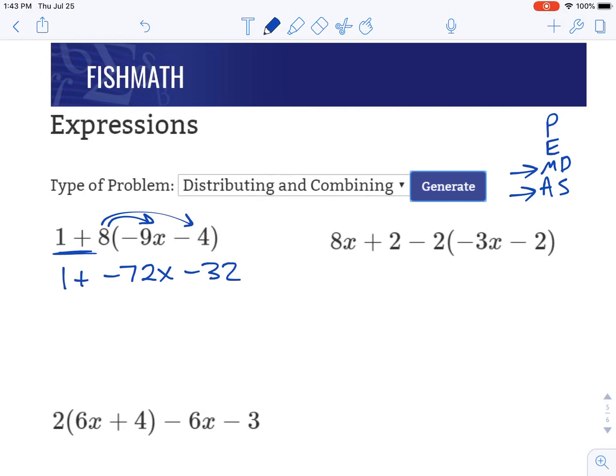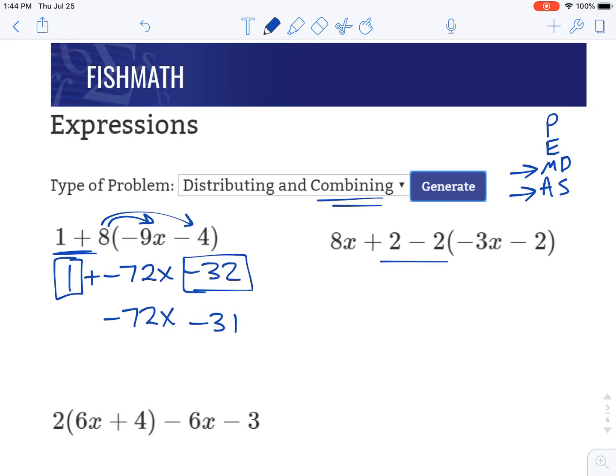And now from here we're going to combine like terms. We've got a 1 and we've got a minus 32. This little plus should probably be on the outside of it though, the positive 1. So a 1 and a minus 32 would be a negative 31, and then we've got a negative 72x as well. And that would be our simplified expression once we distribute and then combine.